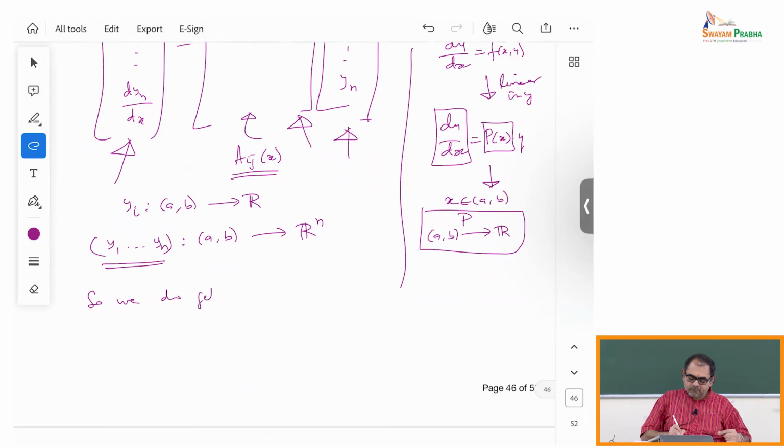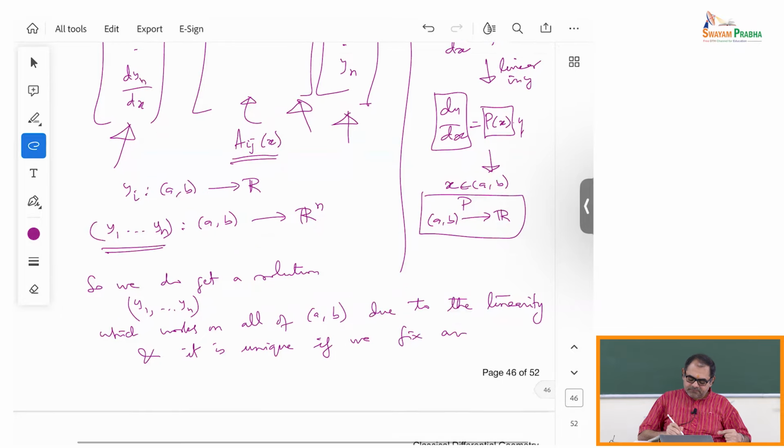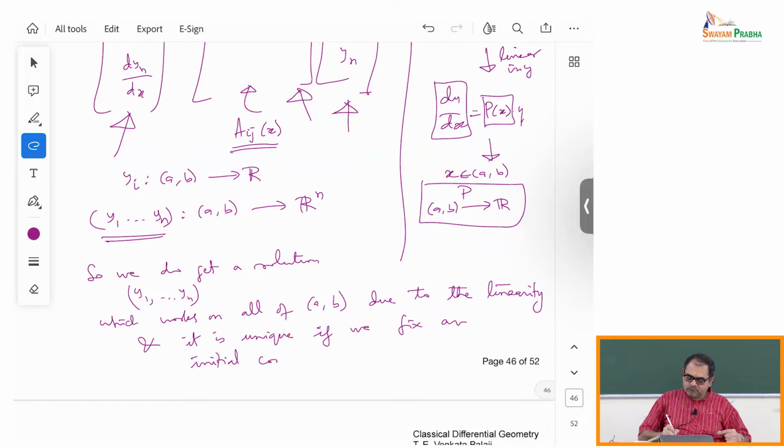So you see, in our case, we do get a solution, y1 up to yn, which works on all of (a, b) due to the linearity, and it is unique if we fix an initial condition at some x naught in (a, b).